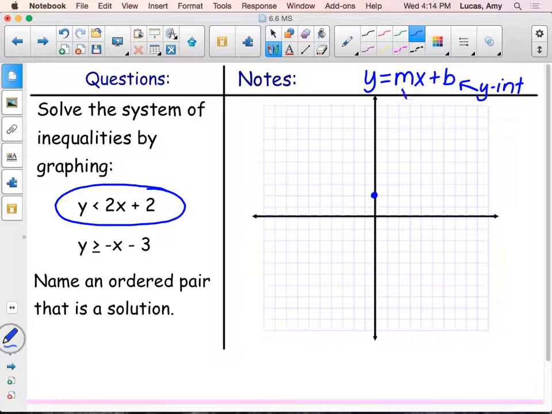Then I use my slope. The slope is the number in front of x, and the slope, remember, is rise over run. So you want your slope to be a fraction. If it's not a fraction, you make it a fraction by putting a 1 under it. So my slope is 2 over 1, so I rise 2, run 1 to the right. Rise 2, run 1. I'm going to keep doing that to cover my grid.